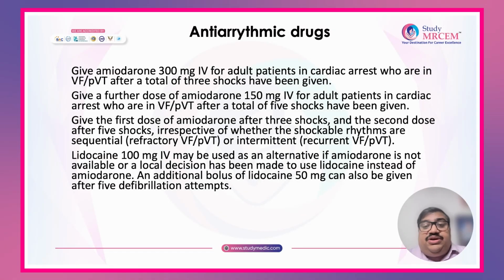Coming to the antiarrhythmic drug, amiodarone. Give amiodarone 300 mg IV for an adult patient in cardiac arrest who is in VF or pulseless VT after a total of 3 shocks have been given. Give a further dose of amiodarone 150 mg IV for an adult patient in cardiac arrest who is in VF or VT after the 5th shock has been given. You can replace amiodarone with lignocaine also. The first dose is after the third shock, and the second dose after the 5th shock.